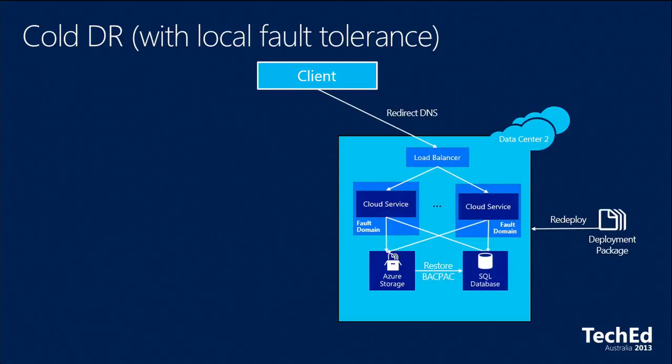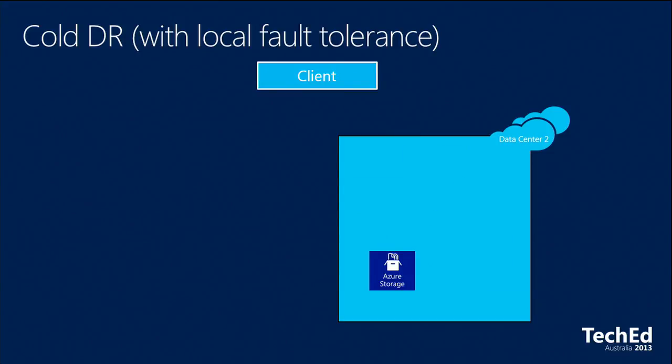And so what I need to do is redeploy from scratch. Take my original deployment package and redeploy it into Azure. All right? I need to restore my database from the backpack I've got, and I need to redirect my DNS. That's a lot of work, takes many hours, but that's what cold DR is about. It's incredibly cheap, and this is why it's the entry point. There's very little to next to no work in this, right?